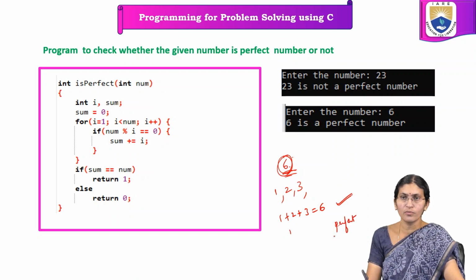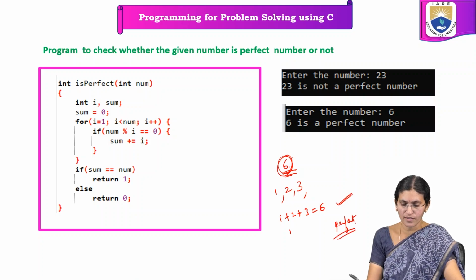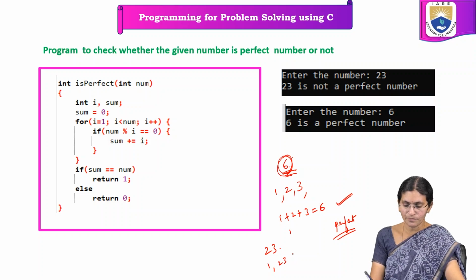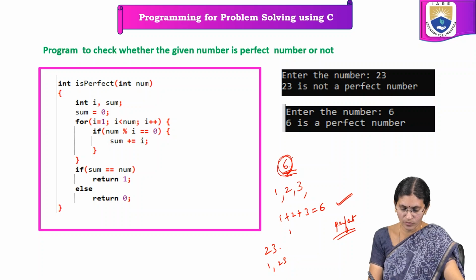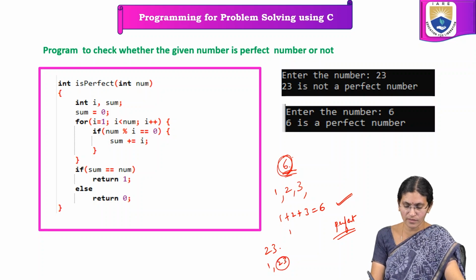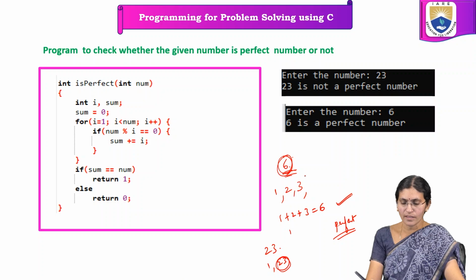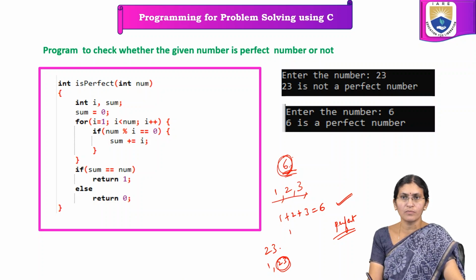If this condition is true, the given number is a perfect number. Consider any other number, suppose 23. The divisors of 23 are 1 and 23. 1 plus 23 is not equal to 23, so we should not include the number itself. So we can say that the given number is a perfect number if the sum of the divisors of the number, excluding the number itself, is equal to the number itself. So that is a perfect number.